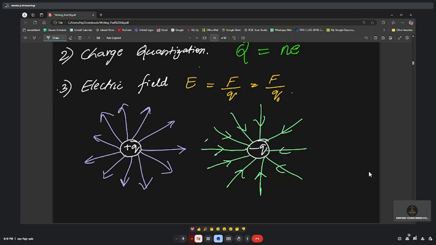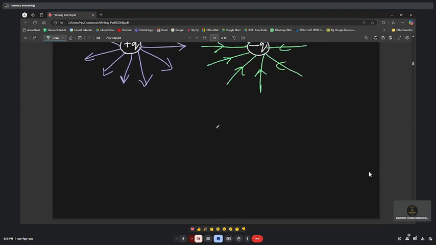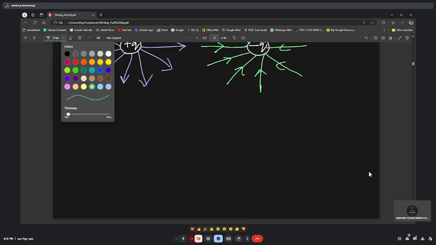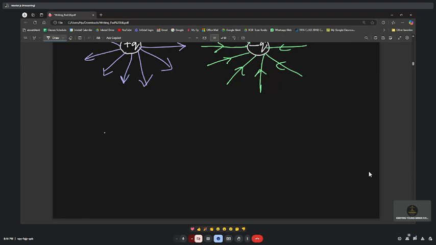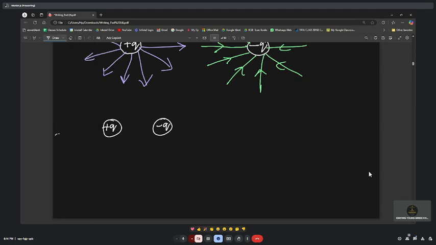The basic idea is what is required. Now what if I take two charges? Suppose we have a system of charges, say positive and negative charges trying to interact with each other. Then how will the electric lines of force look? Suppose I have a positive and a negative charge placed very close to each other. How will the lines look?